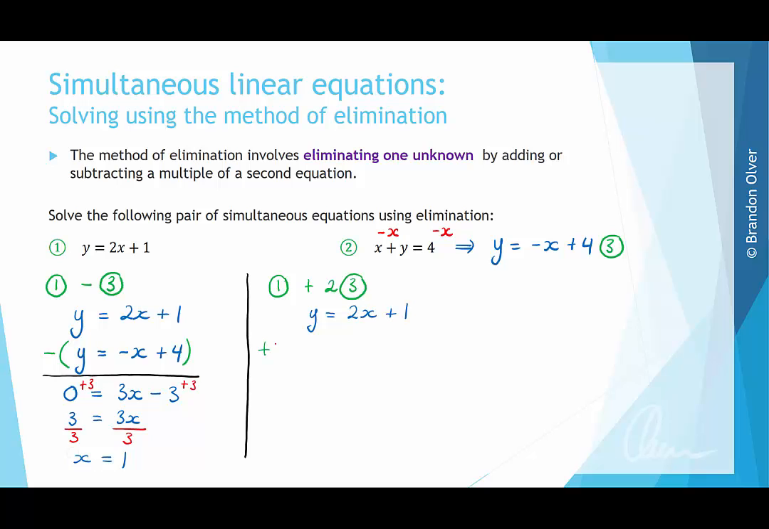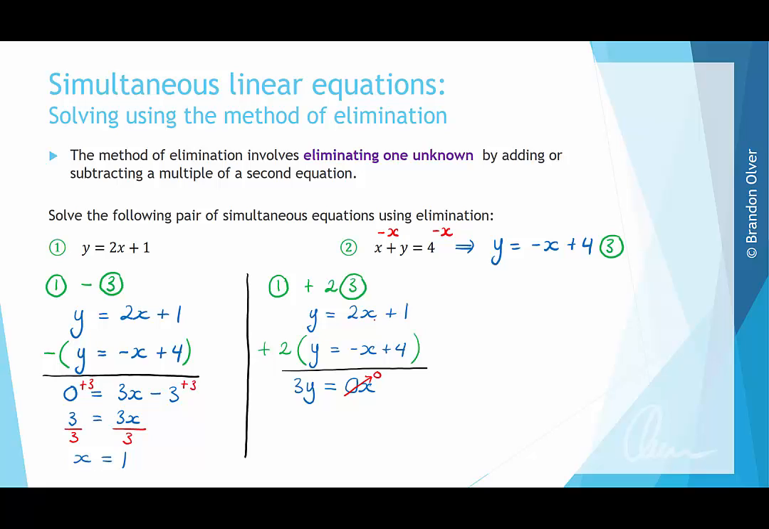And then this time we're going to add 2 times equation 3, which will be y equals negative x plus 4. So this time we have y plus 2y will give 3y on the left hand side, and that's going to be equal to the right hand side, which is 2x plus negative 2x. So 2x plus 2 times negative x will give 0x.